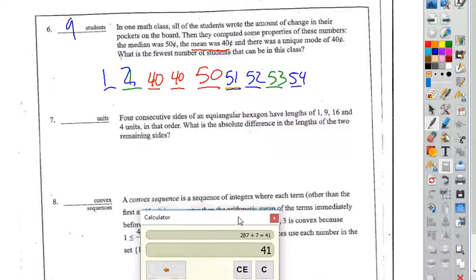All right, last one for this video. 4 consecutive sides of an equilateral hexagon have lengths 1, 9, 6, and 4 units. You know what? This is a longer problem to discuss, so I'm going to stop this here.